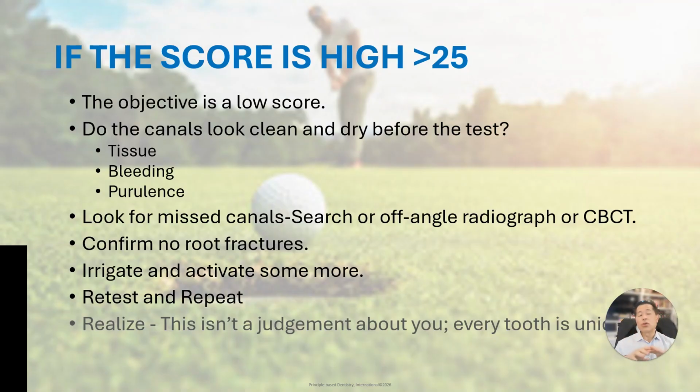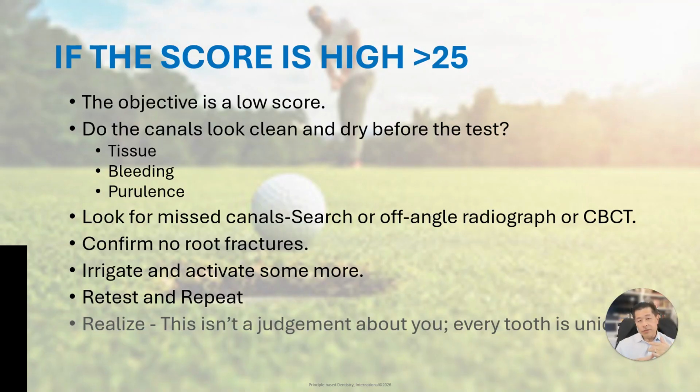So the EndoScore is much like golf. The lower the score, the better. But if your score is above 25, then what do we do? And this is where we're getting a lot of questions also: if my score is not as low as we'd like, 25 or below, what do you do? Well, again, if you're doing the root canal procedure, you want to make sure that you haven't left any tissue behind. Does the tooth look clean? And if you dry it, does it look clean, right? So you have all the tissue out. It's no longer bleeding, and there's no purulence or pus coming out.